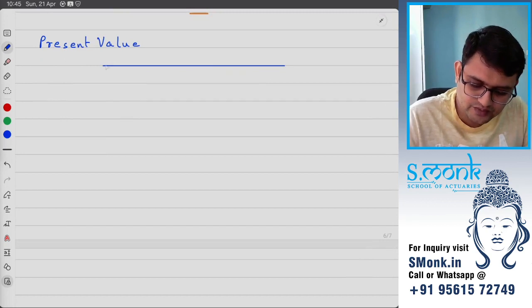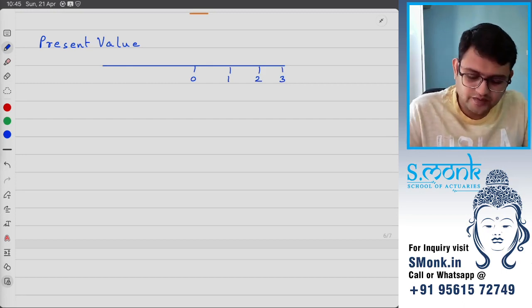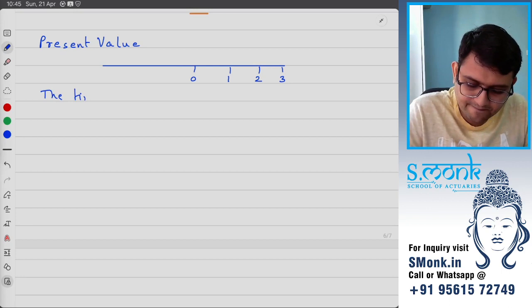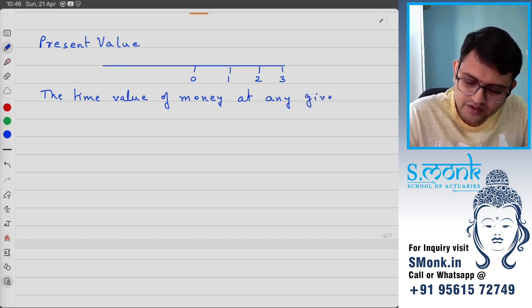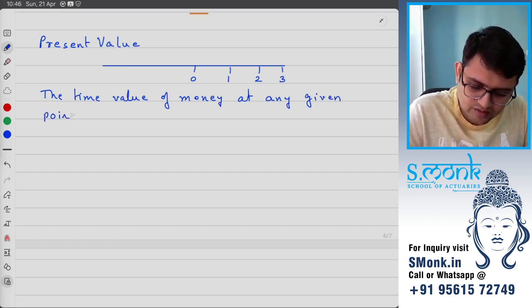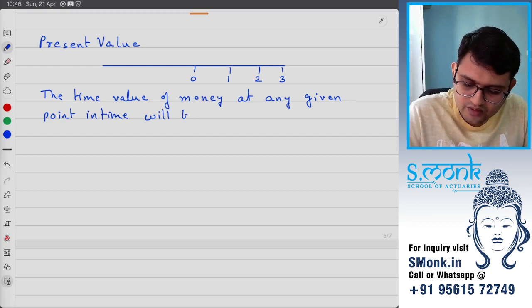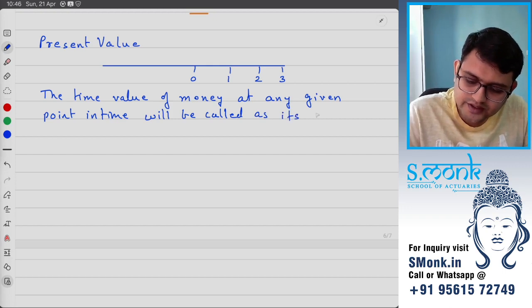What's a present value? Now, to simply explain, the time value of money at any given point in time will be called its present value.